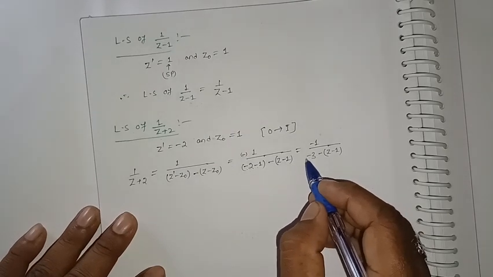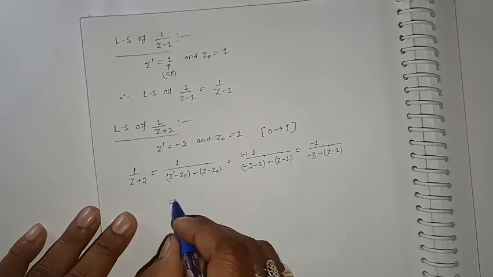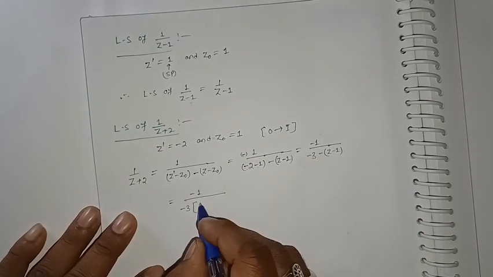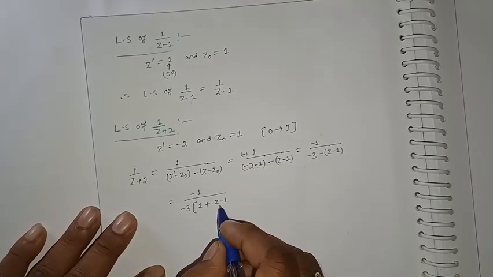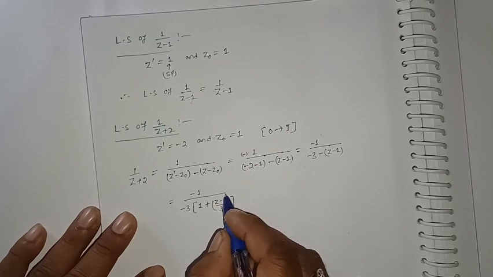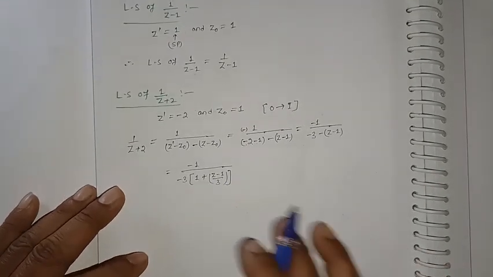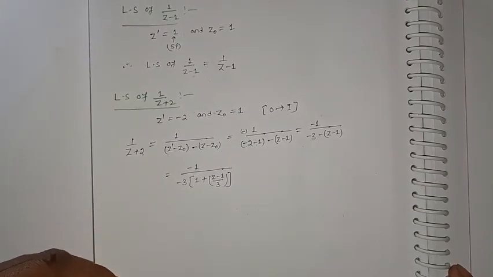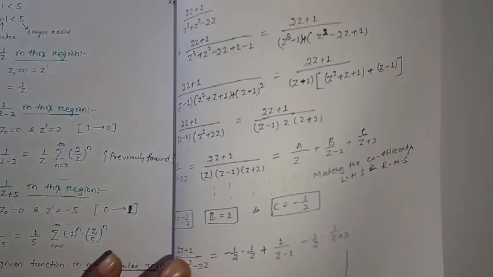Then you take common the first term, minus 3. What can you get? Minus 1. Taking common minus 3 from these two terms, we found 1 plus z minus 1 by 3. You can check, always z minus 1 by 3 will be less than 1 in this region, right? If you want, you can check.